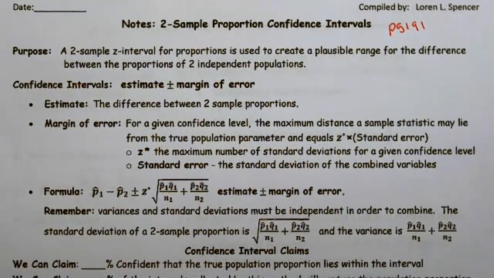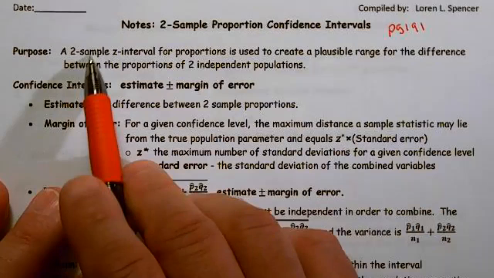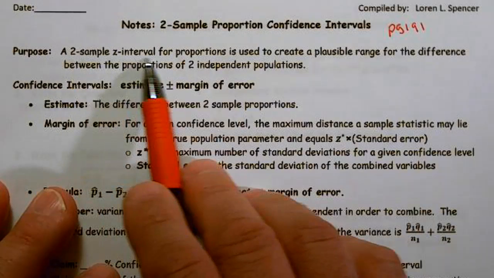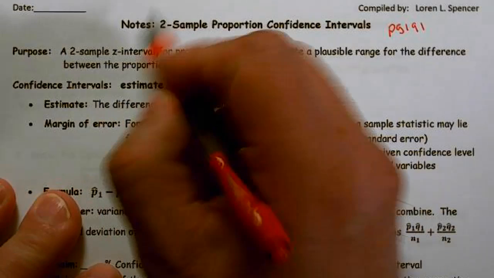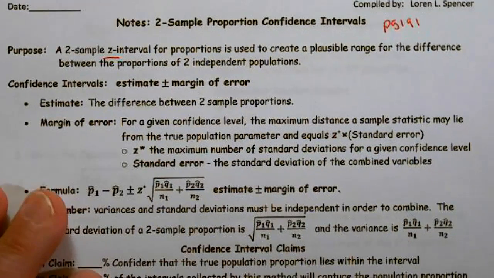Okay, so we're on page 191 of the notes, and we're going to do two sample proportions for confidence intervals. Very similar. Our formula is going to change. And so the purpose is a two sample Z interval for proportions, because once again, if we're working with proportions, it'll always be a Z, so that makes things easy. We don't have to worry about the T.